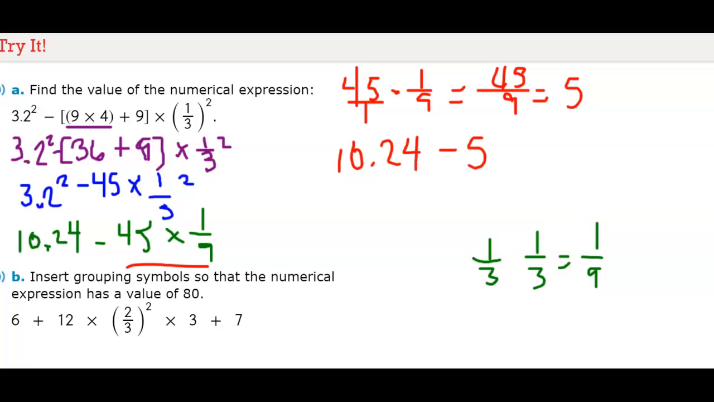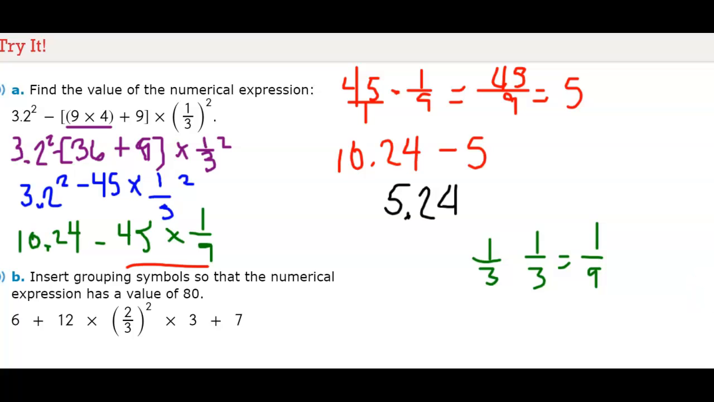And we get as our final answer 5 and 24/100. So now we've evaluated that expression. Okay, let's move on to B.